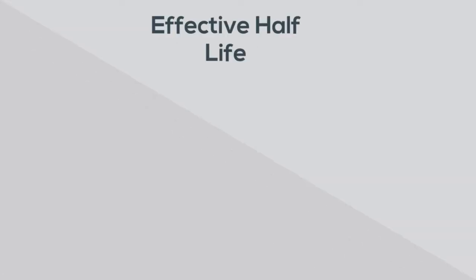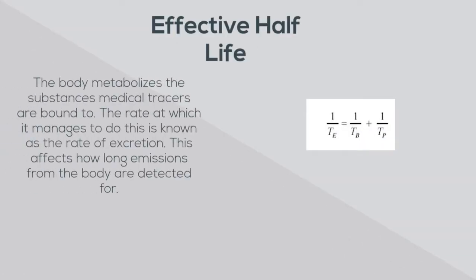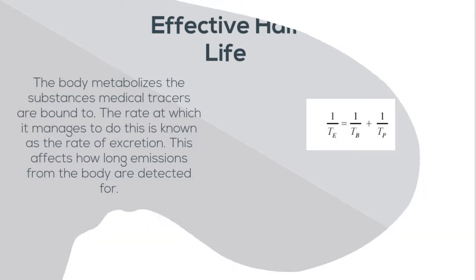Our body metabolizes the substances medical tracers are bound to. The rate at which it manages to do this is known as the rate of excretion, and affects how long emissions from the body can be detected for. This is known as the biological half-life, and when combined with the physical half-life of the isotope, gives us the effective half-life, hence the formula on the right.